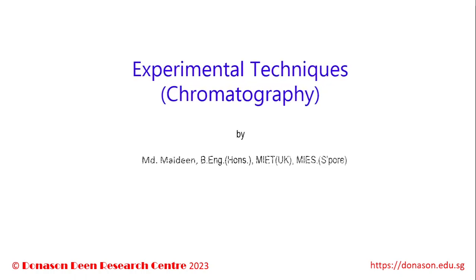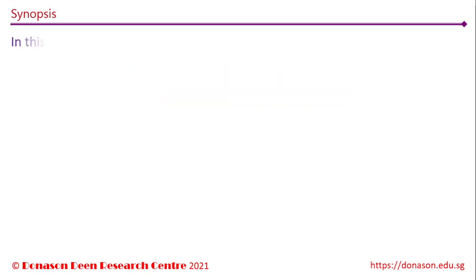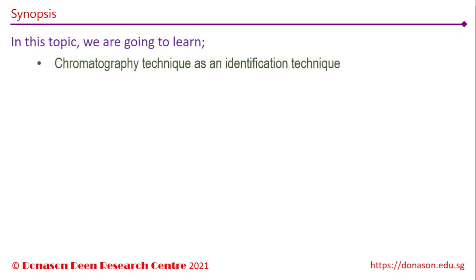Welcome to the topic on chromatography. In this topic, we are going to learn in detail about chromatography technique, which is an important identification technique used in chemistry. We will learn about the relative solubility of a substance in a given solvent by calculating the RF value of the substance. RF value comes from the word, the retardation factor.